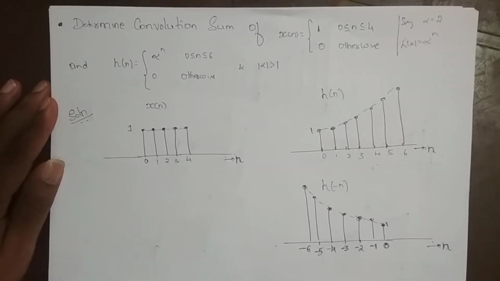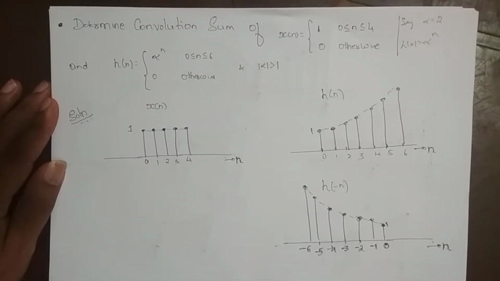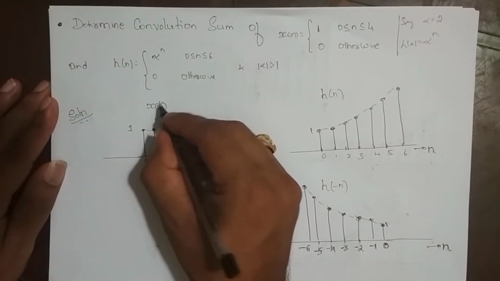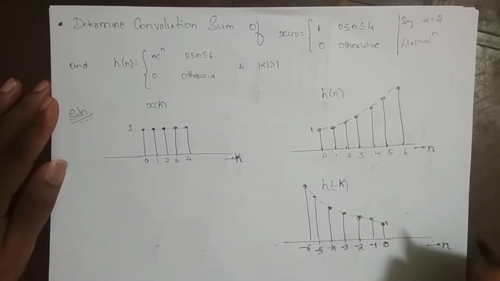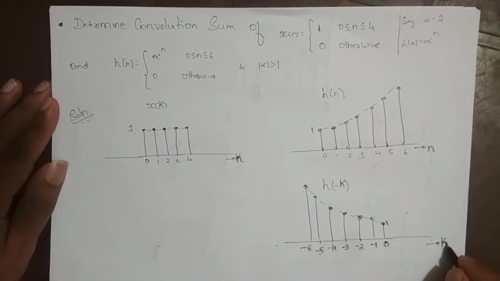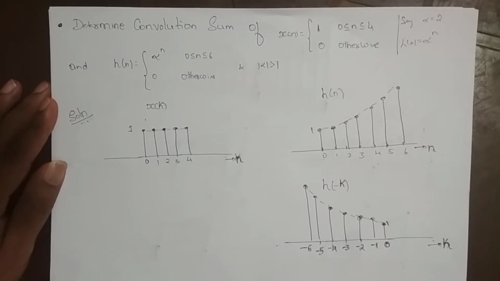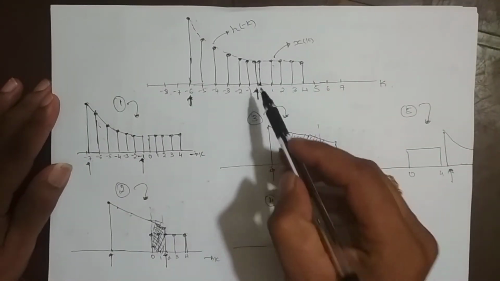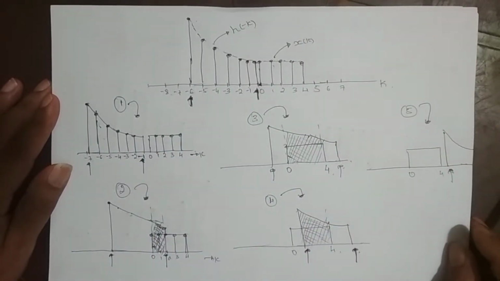Once I plotted x of n and h of minus n, what is the next thing I need to do? I had to replace the independent variable from n to k, right? So this is now k, x of k, and this is h of minus k, and this is also k. Once I got x of k and h of minus k, I have to bring these two sequences onto a single independent variable k, which I have done here.